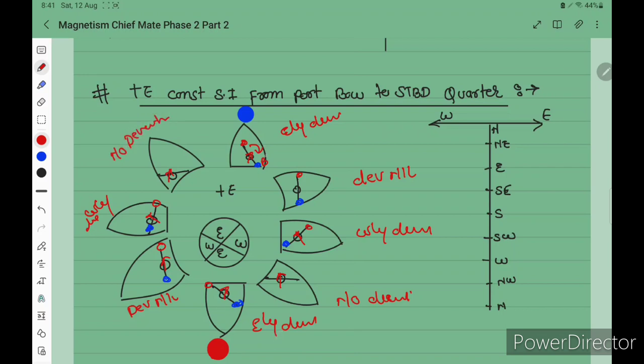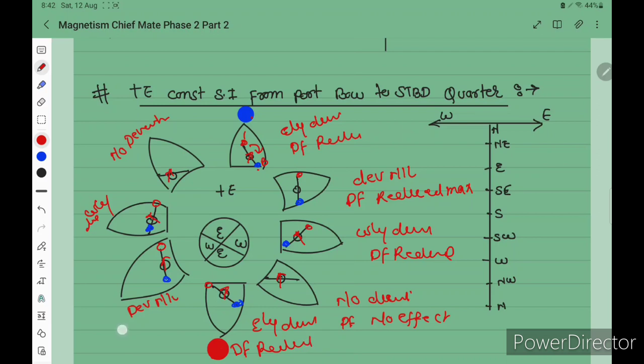So DF, it is DF reduced because it is opposite. If blue is here and red is here, then it is DF increase, but it is opposite of this and this, so it will be DF reduced. Here it is exactly opposite, so DF reduced maximum. Here also DF reduced, DF no effect, DF reduced, DF reduced maximum, DF reduced and no effect of DF.